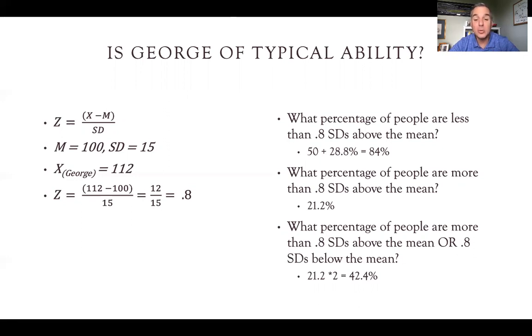And so it turns out most people are within 0.8 standard deviations of the mean. It's like 58% of people who are within 0.8 standard deviations of the mean, which would tell us that George is probably pretty typical. Because most people, certainly more than 50%, like 58%, are right around the mean, or at least within 0.8 standard deviations of the mean, like George.